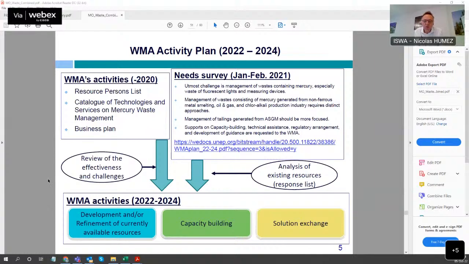2022-2024. So the idea was to try to take into consideration the past activities of the areas and also take into consideration the result of the survey that has been released beginning of 2021, and combining those findings, it seems the best way to continue work in the area was to divide the activities in three topics. The first one concerned the development and refining of current available resources. The second one is on capacity building, and the third one is on solution exchange. So in each working group, we have some of the members of the waste management area who are dedicated to work with one chair and sometimes one vice chair for leading the group.